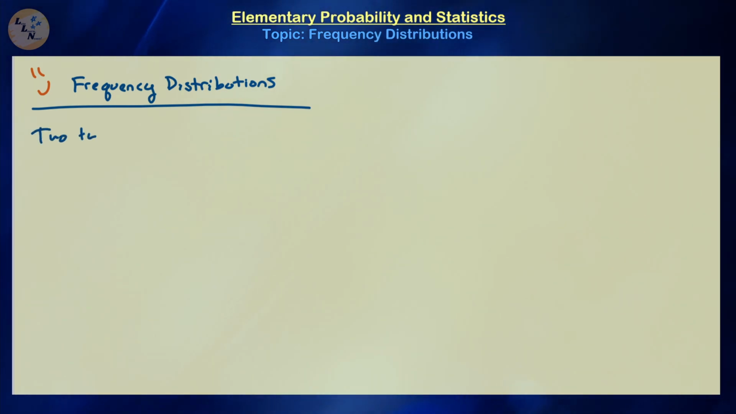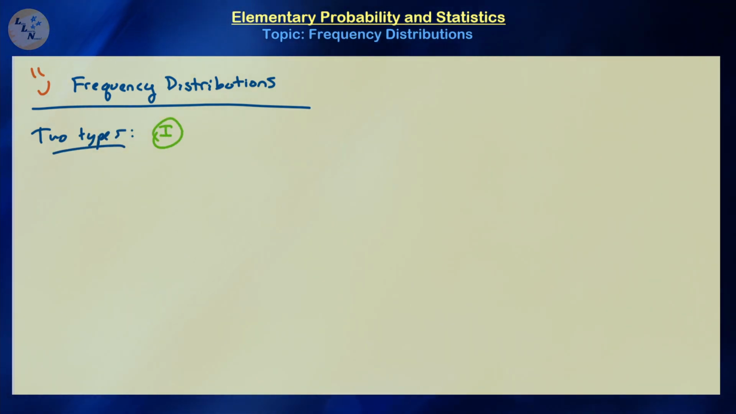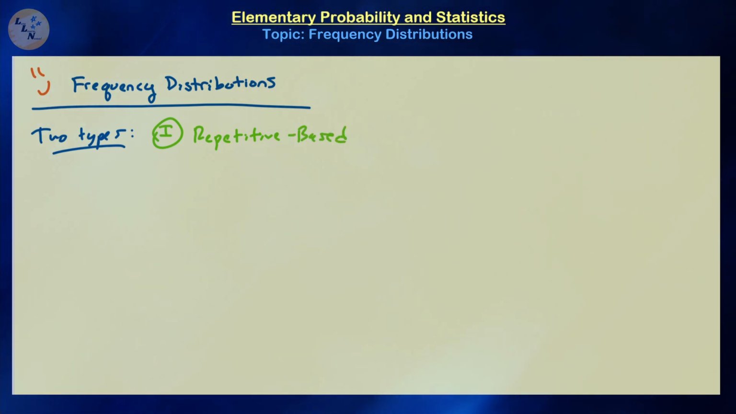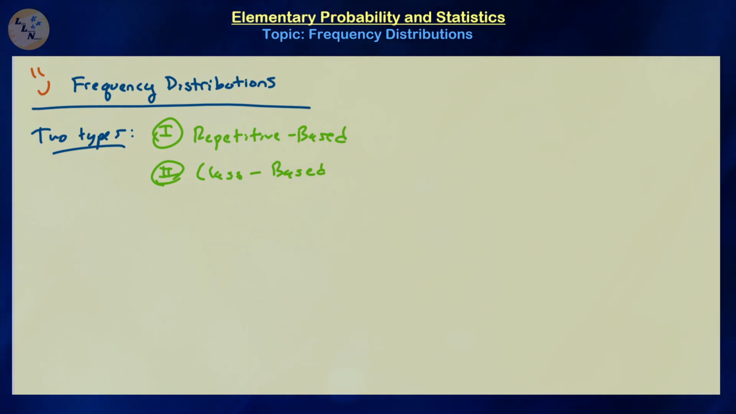The very first type of frequency distribution that we're going to be spending a lot of time on is repetitive based frequency distributions. And the second type is going to be class based frequency distributions. Repetitive based is probably the most fundamental of them all. There's several pros and cons associated to class based, so I'm only going to be briefly talking about that for just a couple minutes.